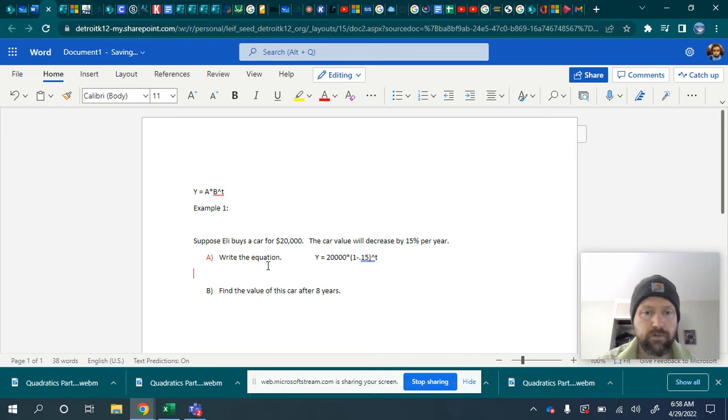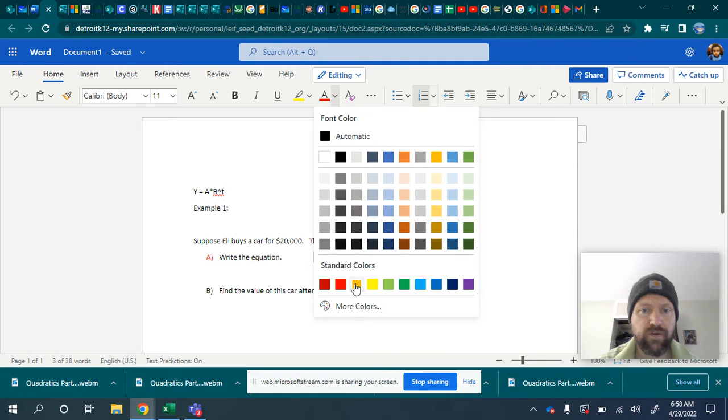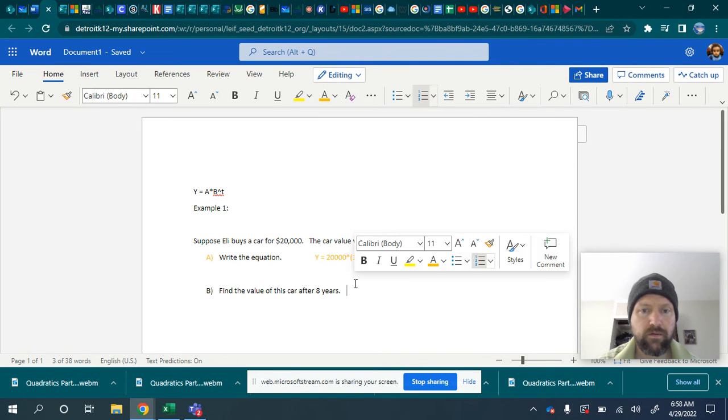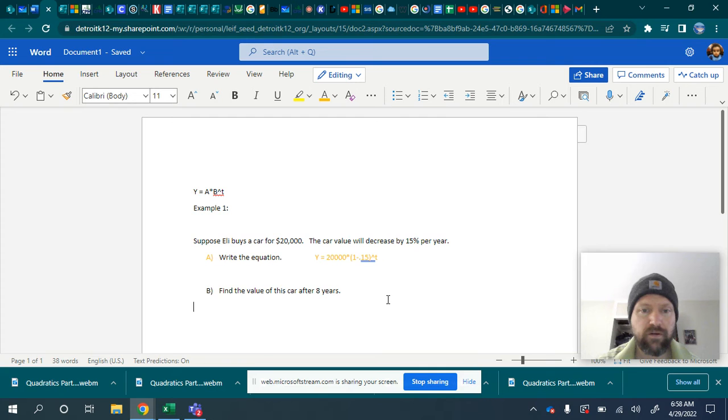All right? I wanted to change the color of this, but let's see if I can. Not a good color. All right, so after 8 years, the only thing we have to do now is use the equation for part B. So let's do that.